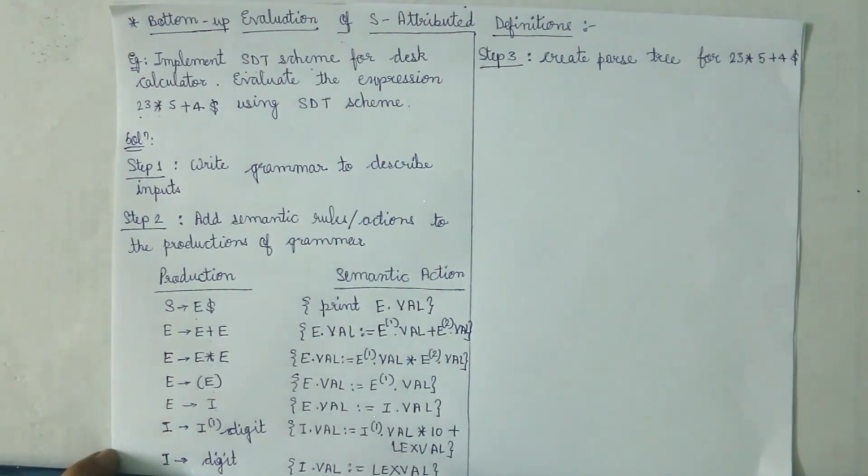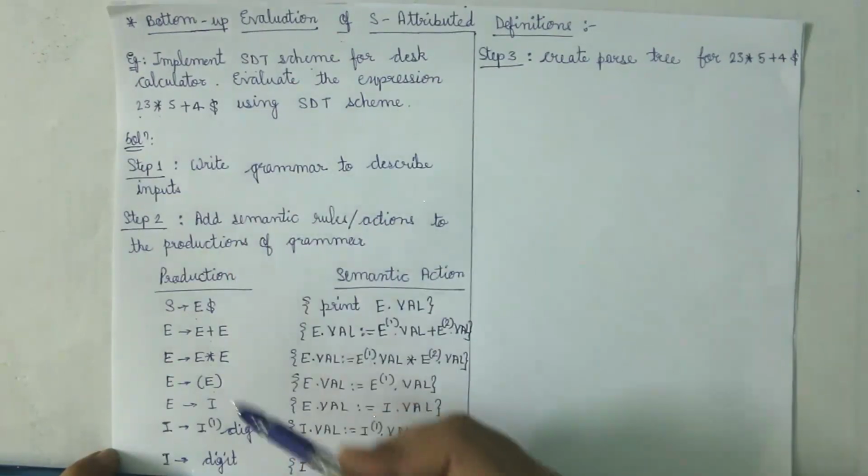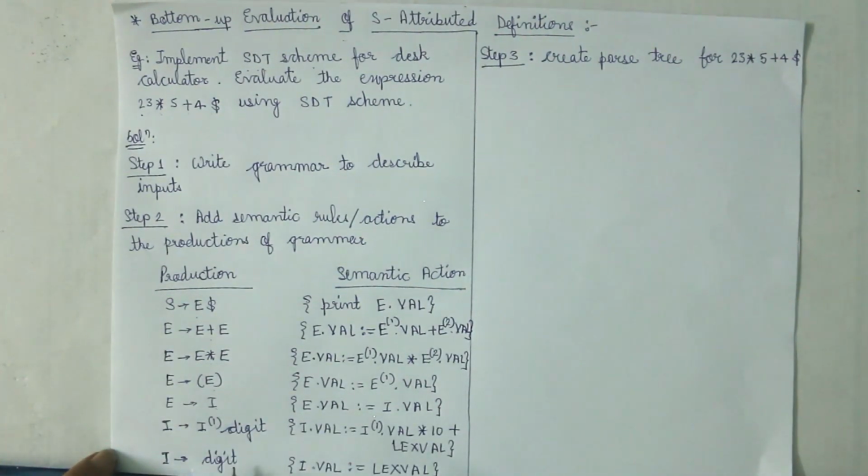If we only use productions, we'll only be able to check the syntax of this expression. But we don't want only syntax checking, we want evaluation also, the answer of this expression. To do so, we'll add semantic actions with every production. So let's start with the last production, I tends to digit. If I use I tends to digit, digit is already a value and it is indicated with lexval. So I have to take this lexval and store it in I.val. Val is an attribute for the variable I. So this will be the value of the digit. If digit is 4, lexval is 4 and I.val will be 4.